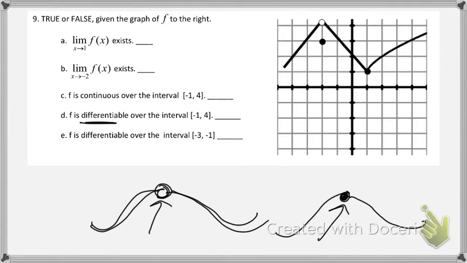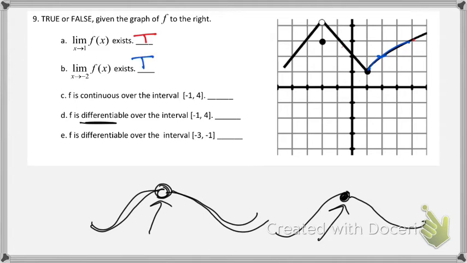So now let's go through this. At 1, the limit exists because the left-hand height and the right-hand height meet. So that is true. Okay, at 2, there's a solid point there. So from the left and from the right, they meet the same point. So that's also true.